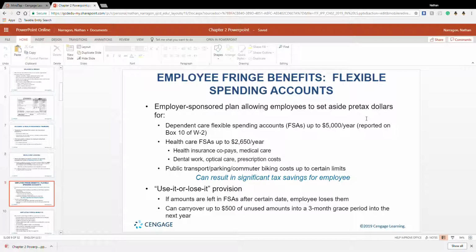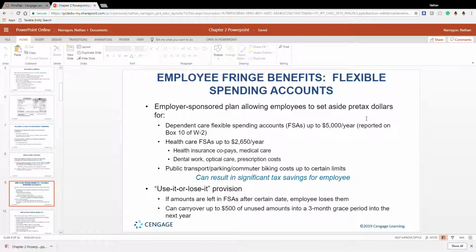Healthcare FSAs are basically up to $2,650 per year. So again, the employer can only put that amount in, and they still have copays in Medicare. They help provide for those. They help provide also for dental work, optical care, prescription costs. So anything related to your medical needs. Again, you only get about $2,650.